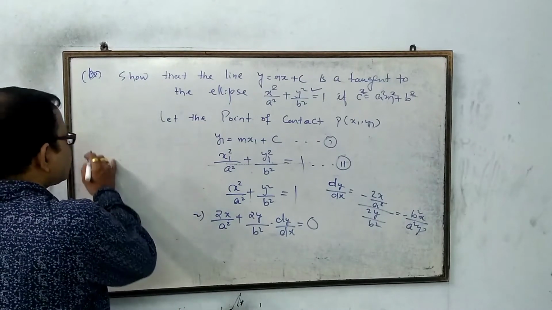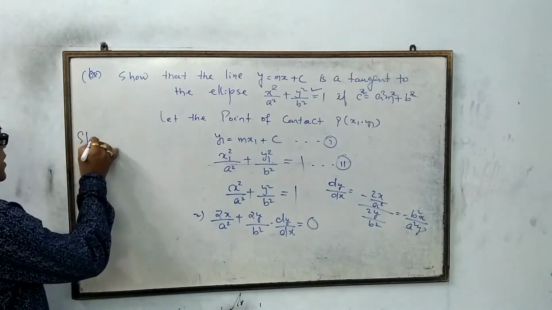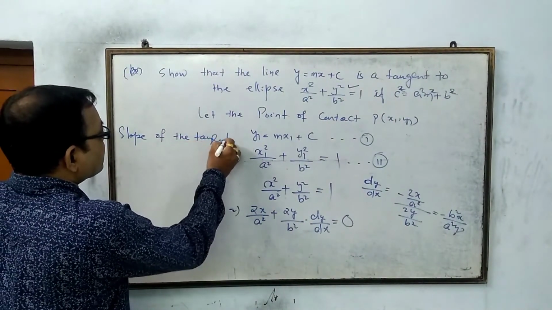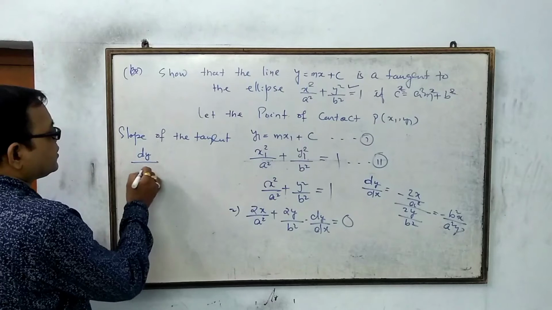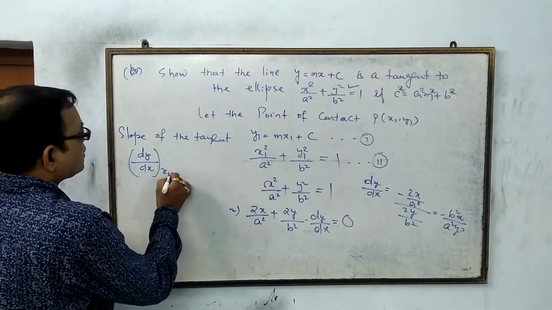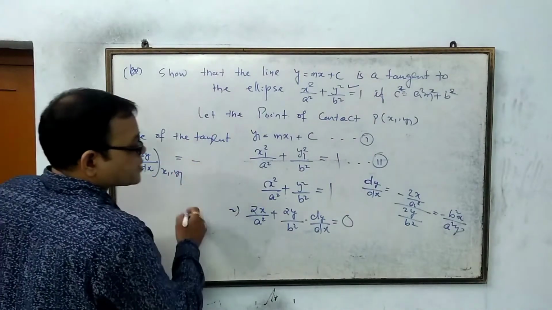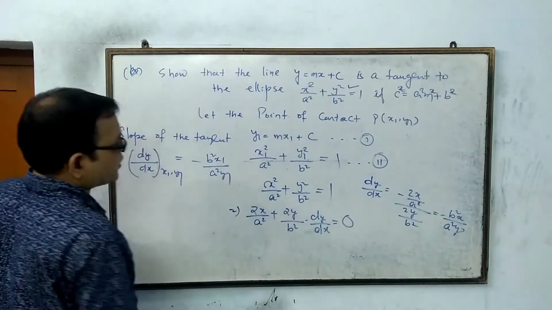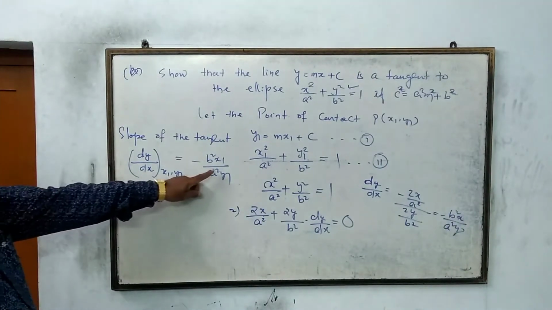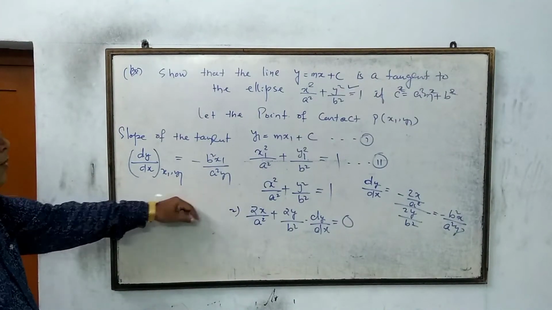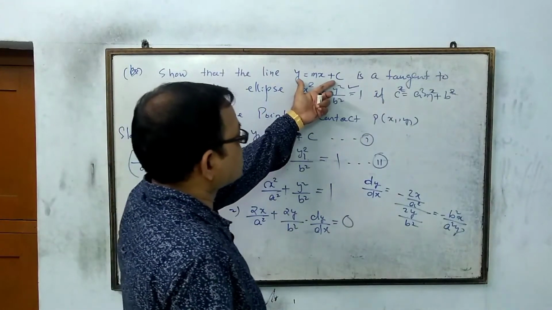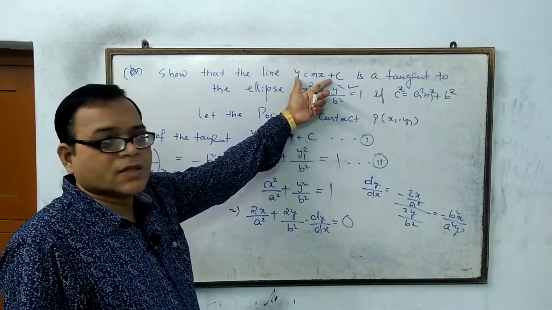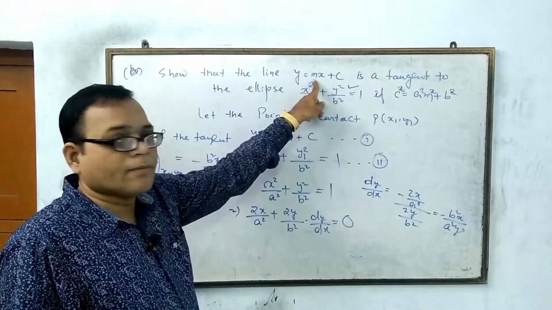The slope of the tangent is equal to dy/dx at (x1, y1). So the answer is −b²x1/(a²y1). We got it now: dy/dx is −b²x1/(a²y1). But what is the slope of the tangent? Since y = mx + c is a tangent, the slope of this tangent is equal to m.